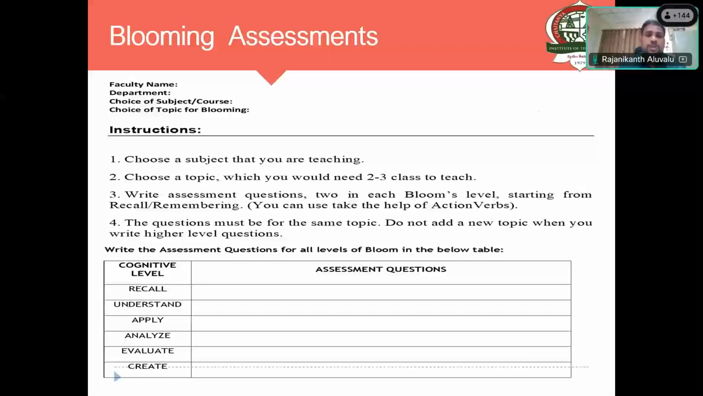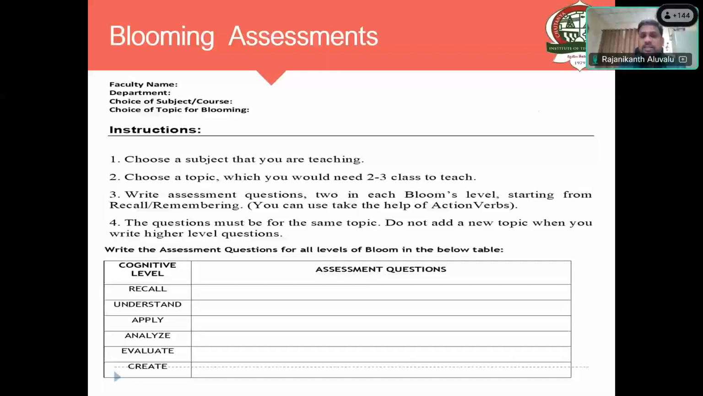The instructions are simple. Choose a subject that you are teaching. Take a Word document and just hand it over to your faculty member. You can ask them to choose a subject they are currently teaching, and a topic which could be covered in two or three classes. Take one concept. Yesterday I was talking about heuristic techniques. Ask them to take AI heuristic techniques.